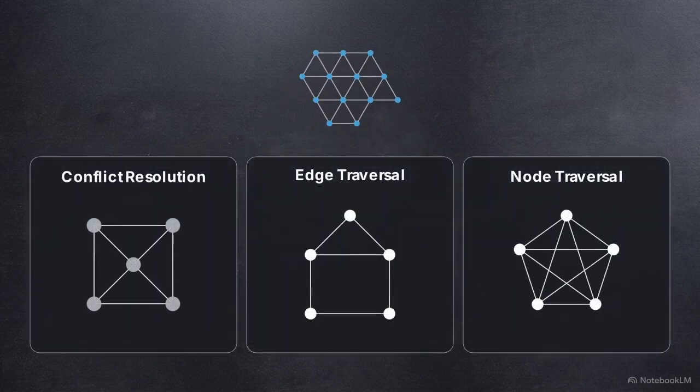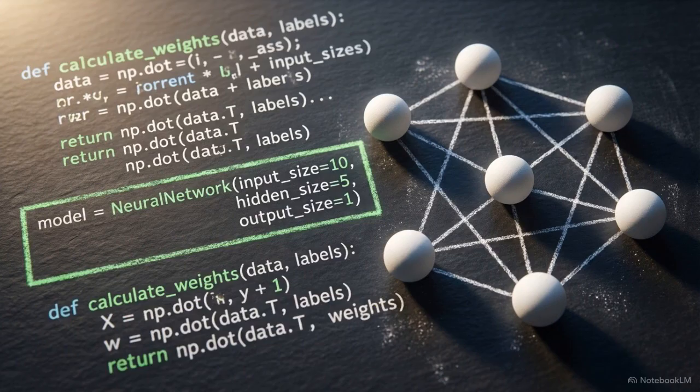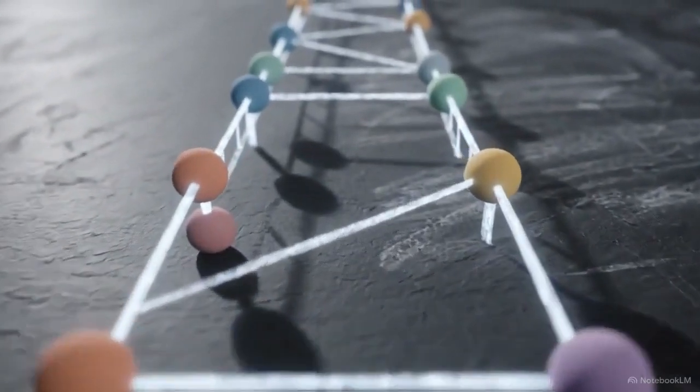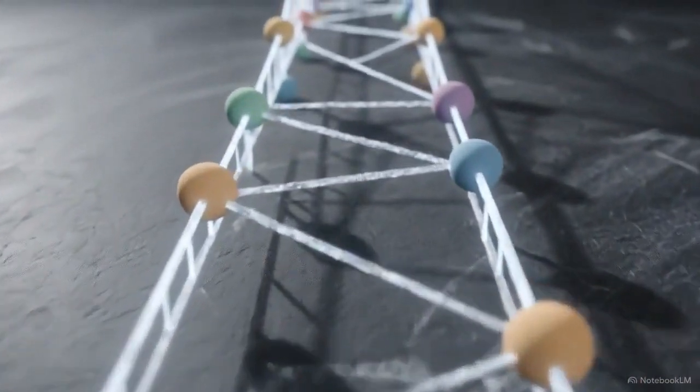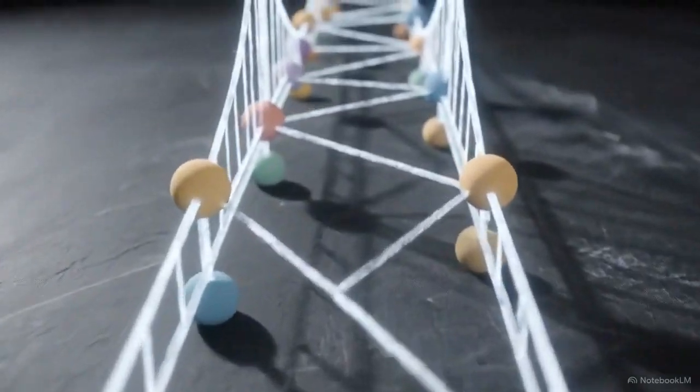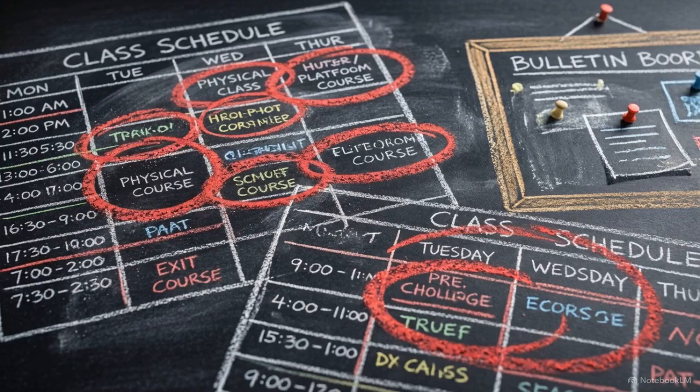Once a system is reduced to vertices and edges, we generally face three distinct types of structural constraints: conflict resolution, edge traversal, and node traversal. Each of these real-world constraints maps to a highly specific algorithmic solution. By translating reality into graph theory, we reveal the hidden mathematical skeletons that dictate exactly what a system can and cannot do. Consider the constraint of conflict resolution.